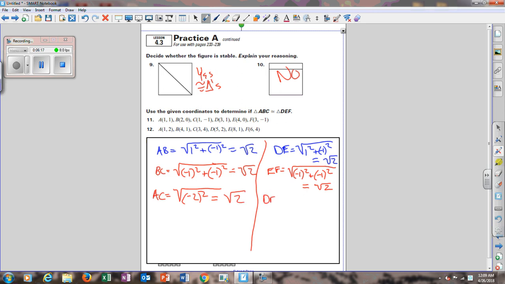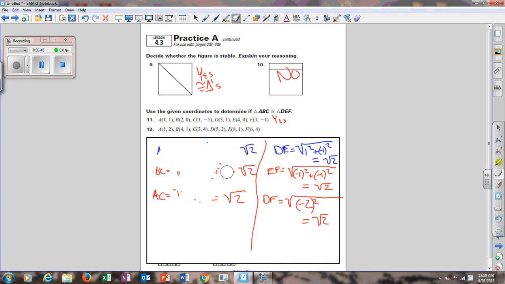And DF equals the square root of 3 minus 3, which is 0, and negative 1 minus 1, which is negative 2 squared, which is square root of 2. So they all matched up. AC was the same as DF, BC the same as EF, and AB the same as DE. So this would be yes. Number 12, got to go down the same road.